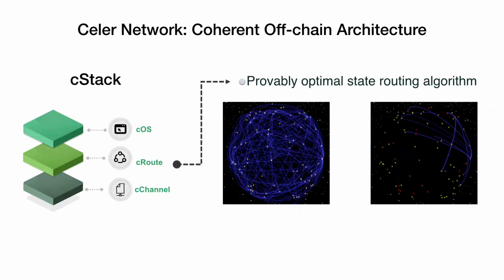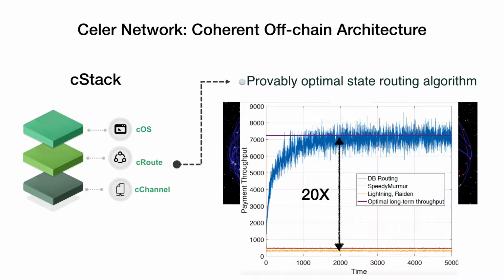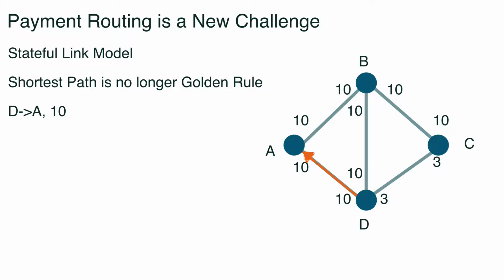Let's take a look at cRoute. cRoute is a provably optimal state routing algorithm. What is the provably optimal state routing algorithm? It has about 20 times higher performance than the previous state of the art. Now, let me talk about what payment routing actually is.